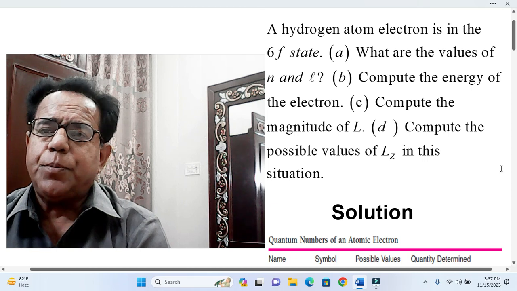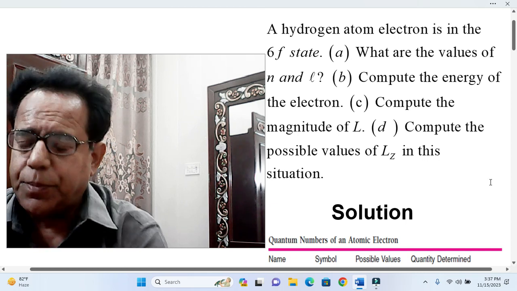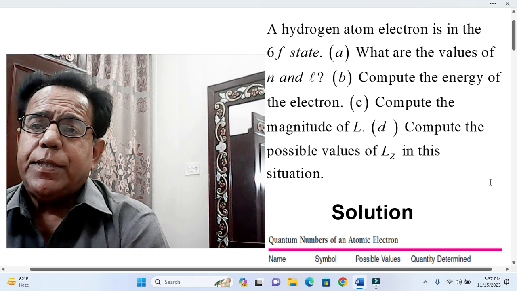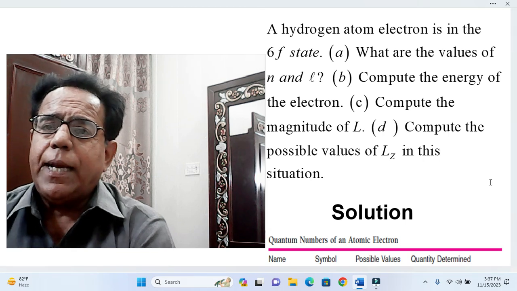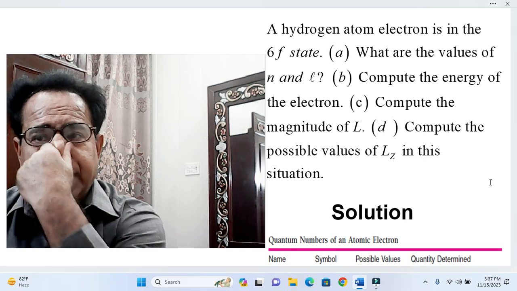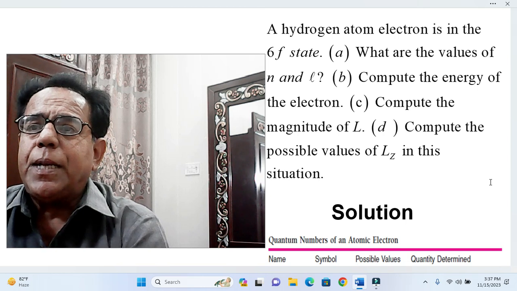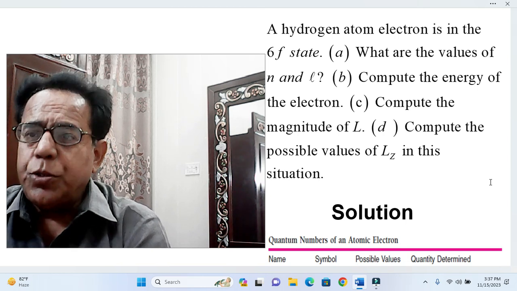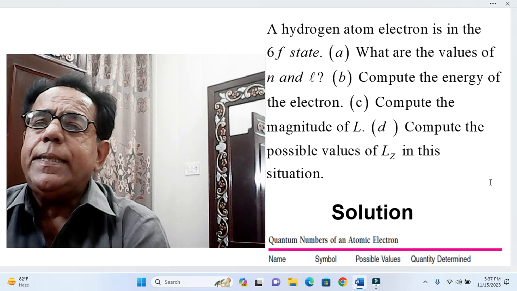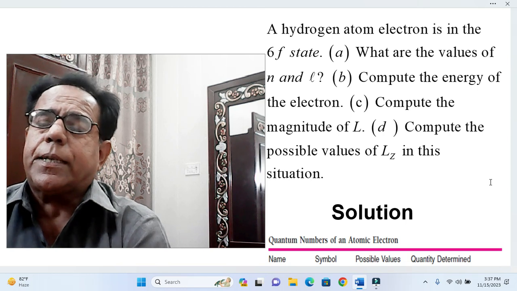This is our next problem, having been chosen from the book Modern Physics by Paul A. Tipler. Okay, as usual, we first come to its statement. A hydrogen atom electron is in the 6f state.